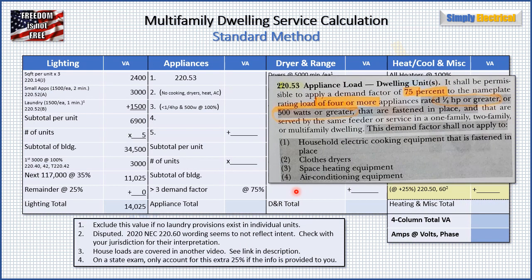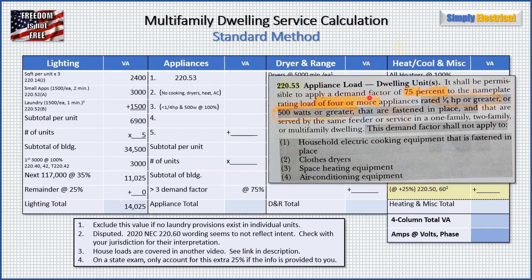Next is our appliance column, and these are fixed appliances, so we're not talking curling irons and waffle irons and blenders, stuff like that. We're talking things that are fixed in place, like perhaps a dishwasher, disposal, that type of thing. And 220.53 covers these types of loads. It says appliance load for dwelling units.